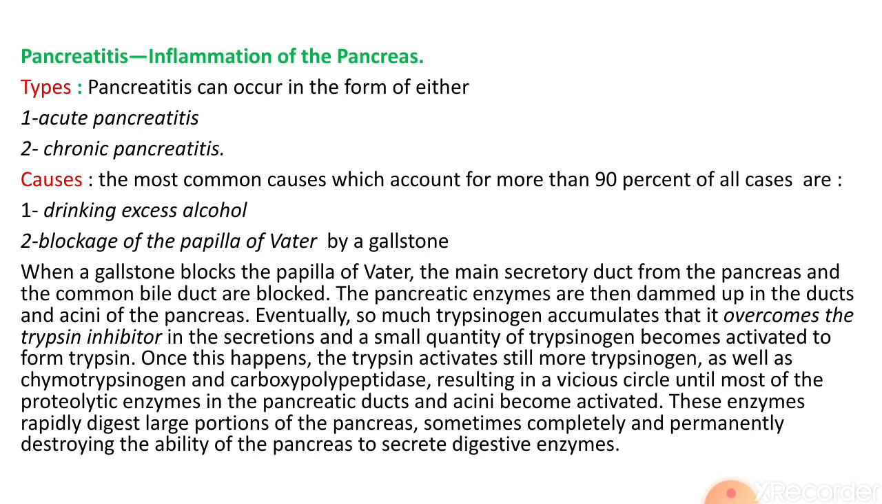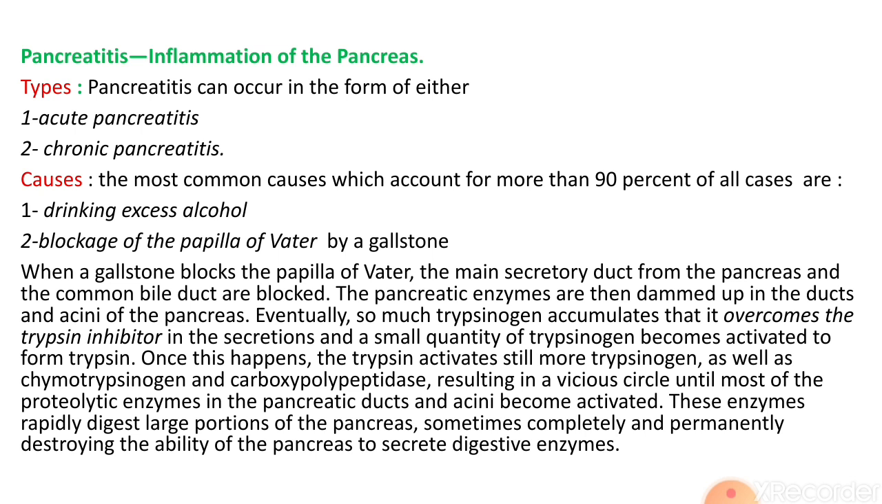Regarding pancreatitis, which is inflammation of the pancreas, we have two types, either acute pancreatitis or chronic pancreatitis. The most common cause of pancreatitis is either drinking alcohol or blockage of the pancreatic duct by a stone in the ampulla of Vater. The presence of a stone will cause blockage of this part.